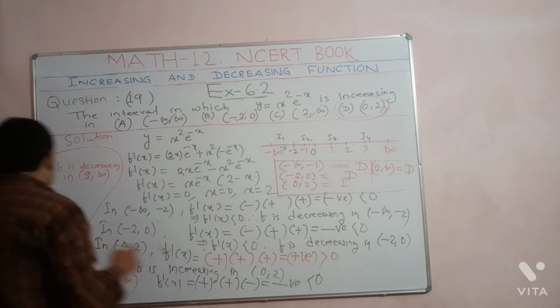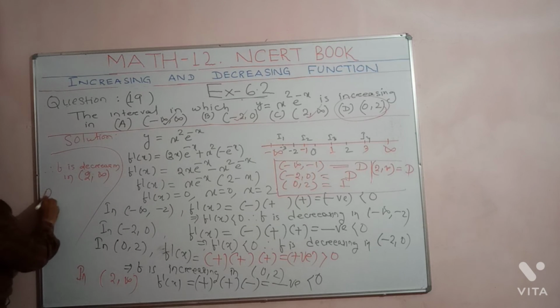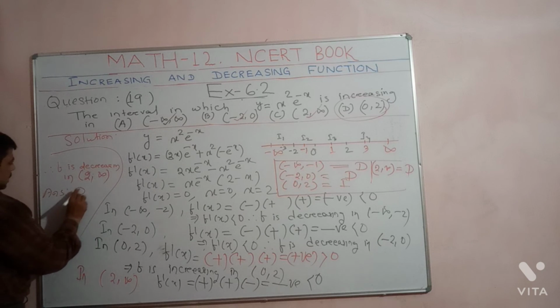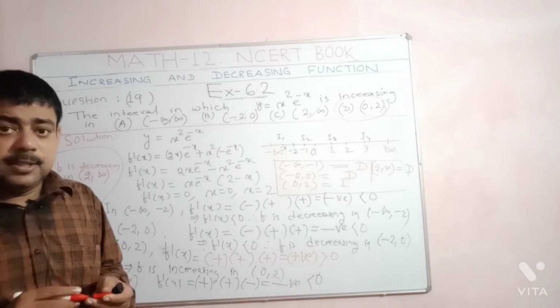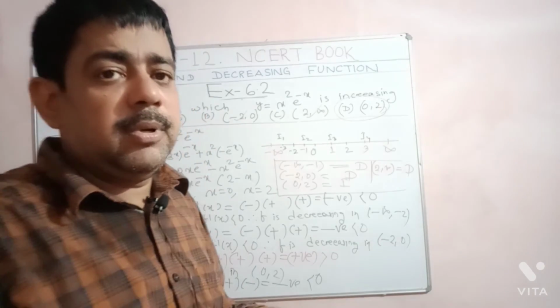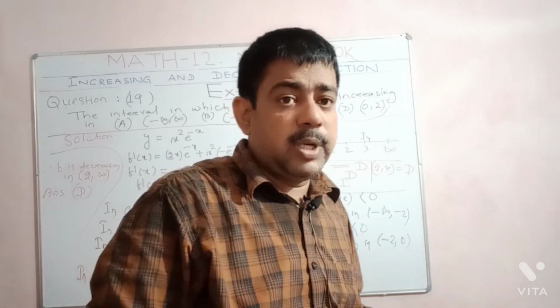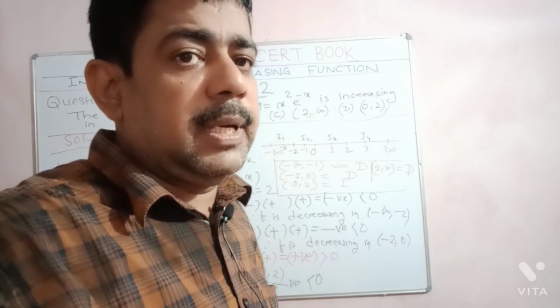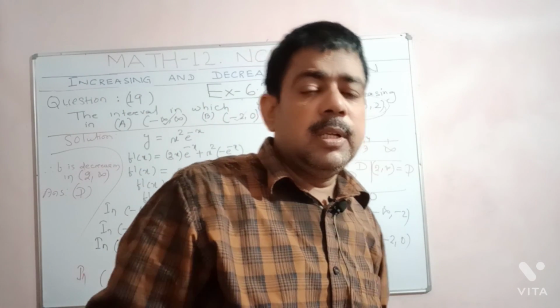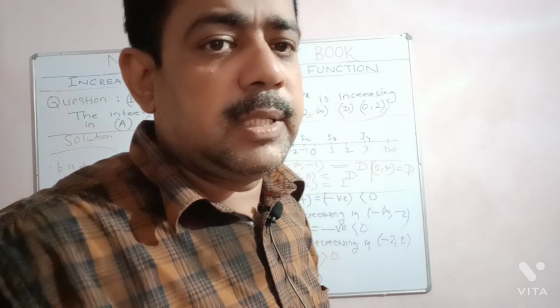Hence the correct option is D. Is it clear? Understand? So this is an MCQ question from your NCERT book, question number 19. Okay, understood? Let's practice similar MCQ questions based on the concept of increasing and decreasing functions.